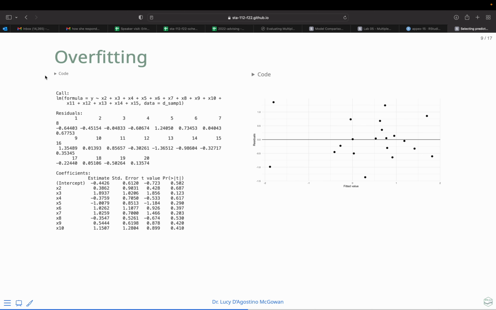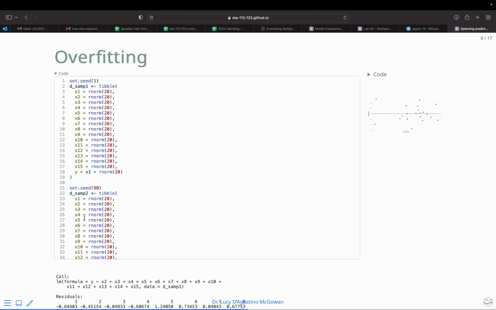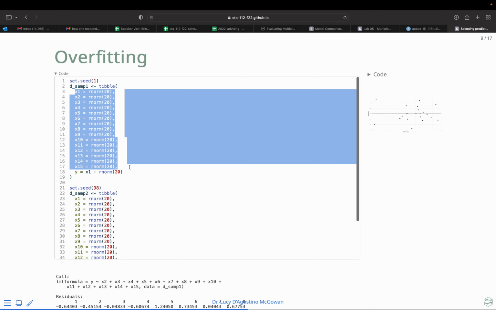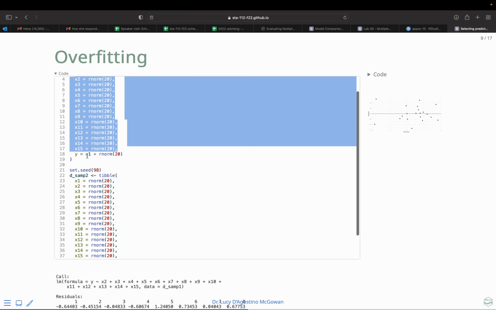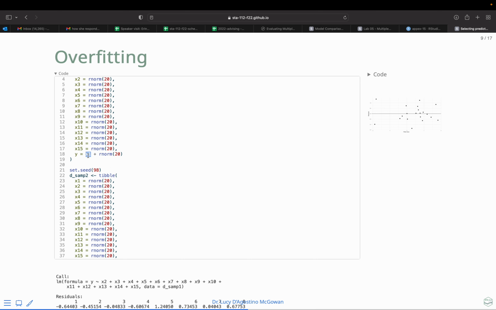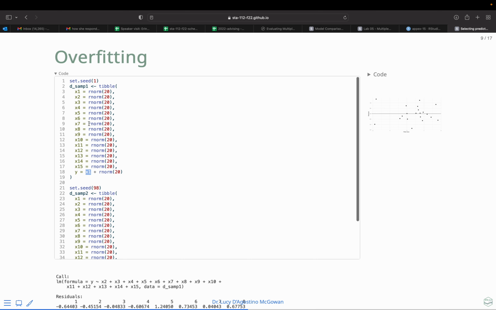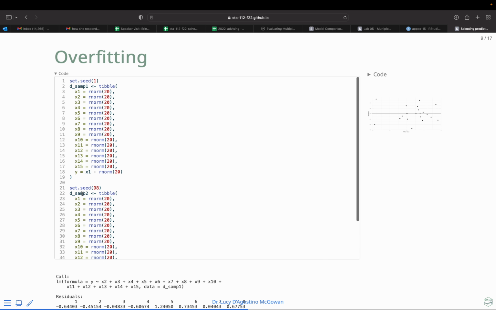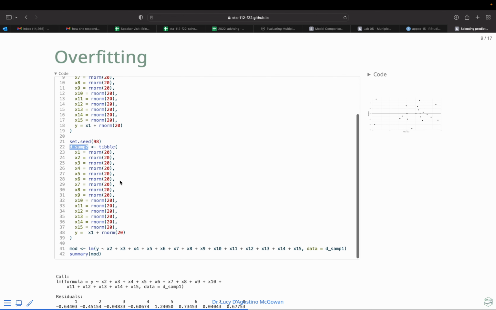We're just going to cover this very quickly here to get an idea of what I mean by it. I've generated some data. It's not terribly important that you know exactly what's going on, except that here I've got a whole bunch of random normal variables, x1 to x15. Y is only actually predicted from x1. The rest of these are just noise variables. And I've generated 2 samples from the same distributions. So both of these samples are basically 2 draws from the same population.